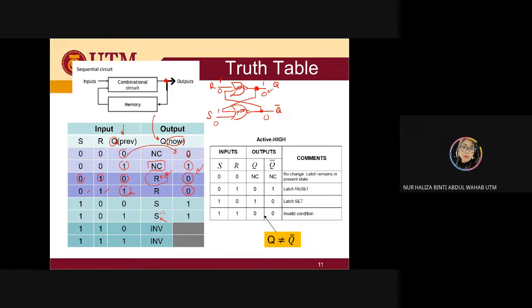Previous is 1, now is 0. From 1 to 0, we call it reset. From 0 to 1, we call it set. From bottom to up is going to be set. From up to bottom, we call it a reset. So that's why here we are using a reset.